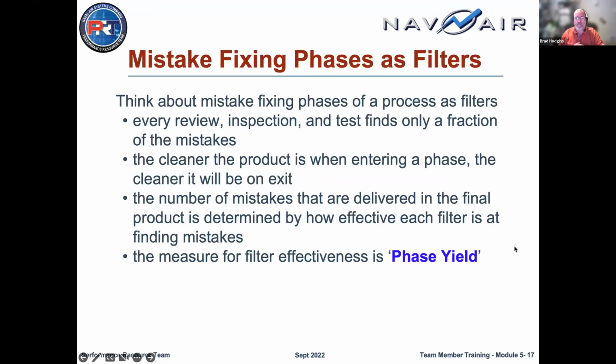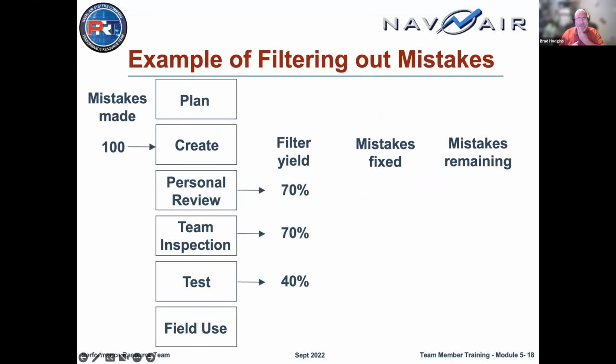All right, here's an illustration of it. So you have someone who, when they created their product, the set of requirements, say software, because we're going to talk about testing, they made 100 mistakes. So there's 100 mistakes in there, and then they look over that code that they wrote, and they're going to get a 70% yield. The inspector is going to get a 70% yield, and the test is going to get a 40% yield. And here's what those mean.